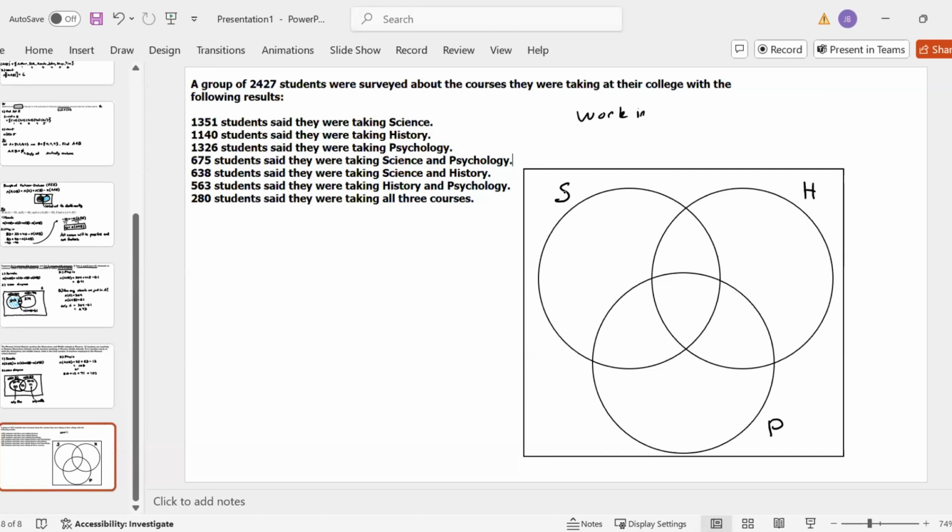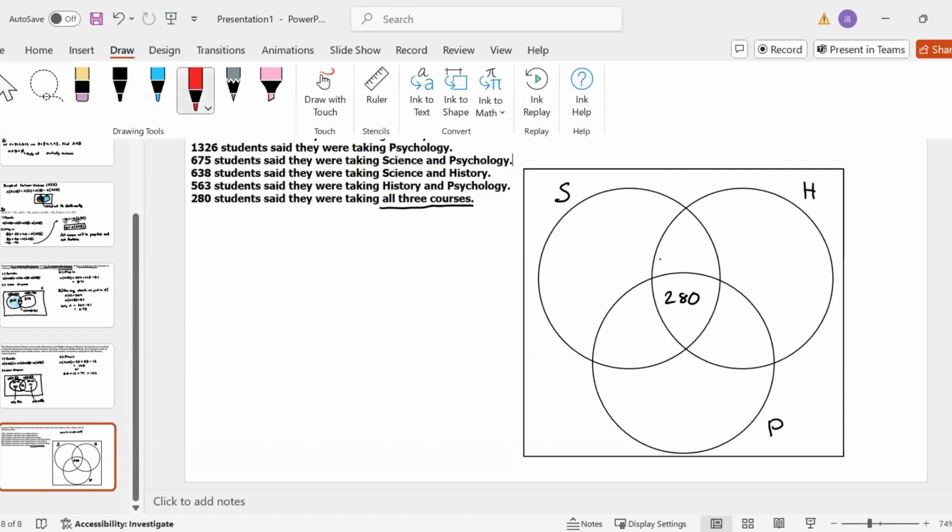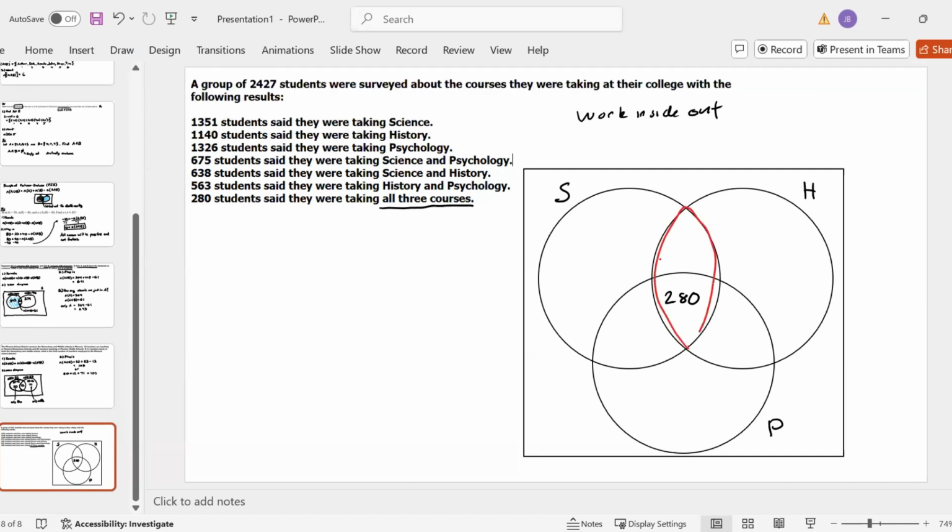So work inside out. First determine how many students took all three classes. So I see all three classes right there. So that's going to be 280, right? Because they all took three classes, right? And then from there, you're going to now do these right here. You're going to basically look at the intersections of two of them. So history and psychology right here, history and psychology. So that's going to be this one right here.